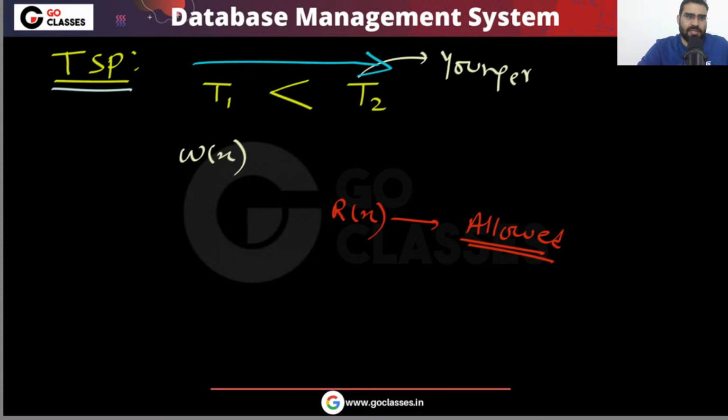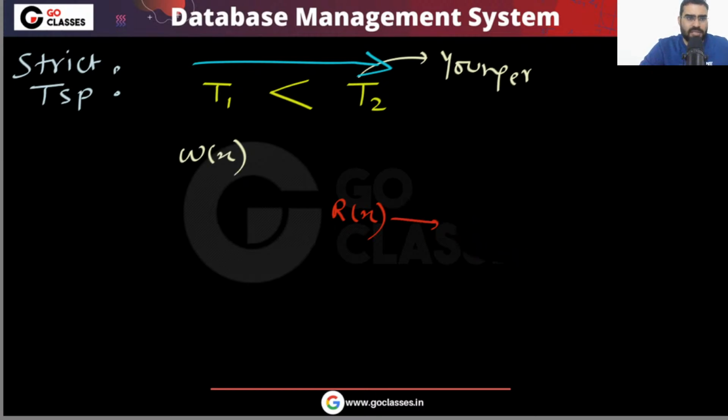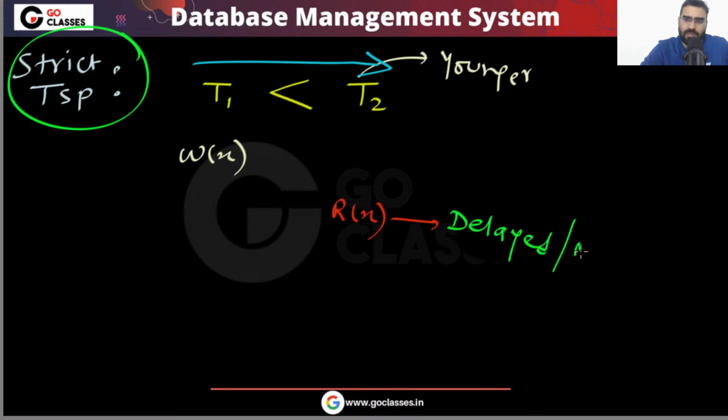But in the strict timestamp protocol, what will happen? Let's talk about the strict timestamp protocol. In this strict timestamp protocol, this read will not be allowed. Strict timestamp protocol means that if T1 writes item X and T2 wants to read item X, then this will not be allowed. This will be delayed, or I can say T2 waits. This operation will be delayed.